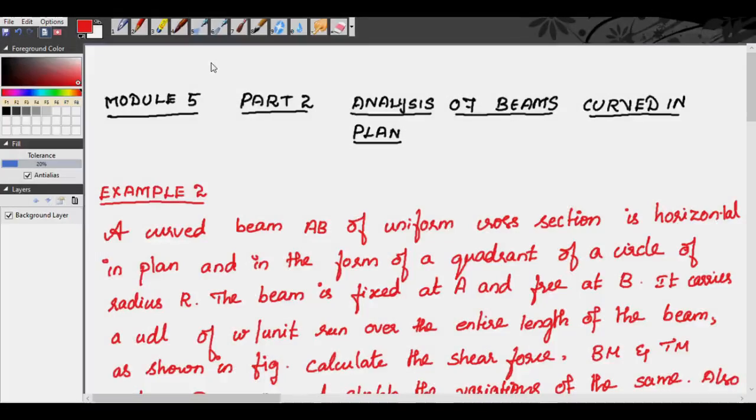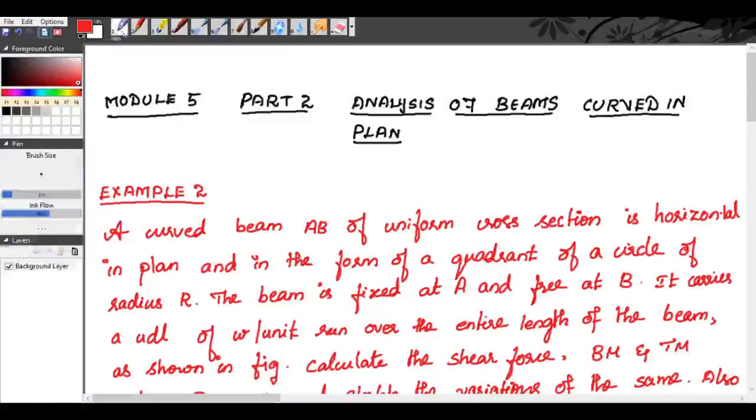Welcome everybody once again. So we are in our fifth module, and in the last class, that is in part 1, we saw one example of how to analyze a curved beam which forms a quadrant of a circle. In other words, a cantilever curved beam forming a quadrant of a circle and subjected to a concentrated load at the free end.